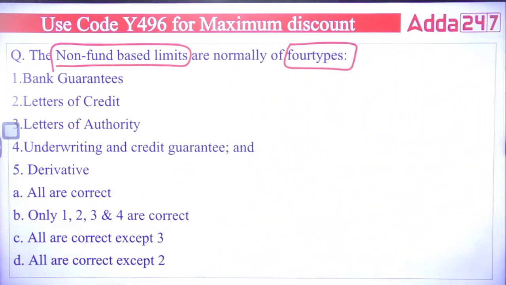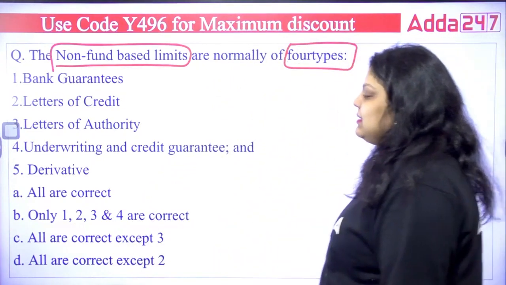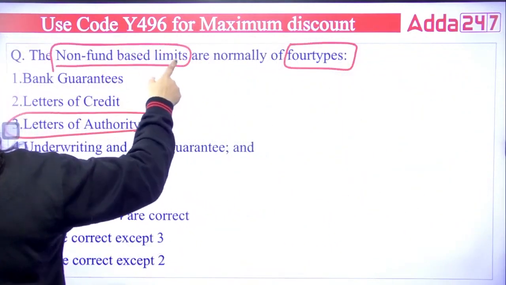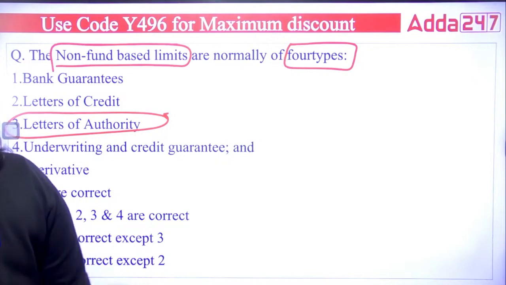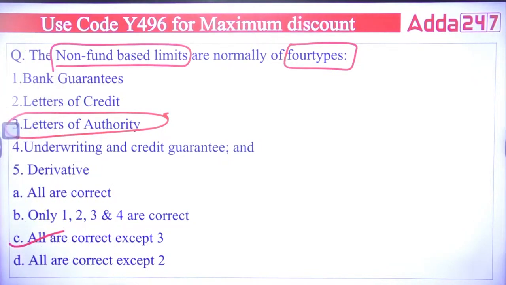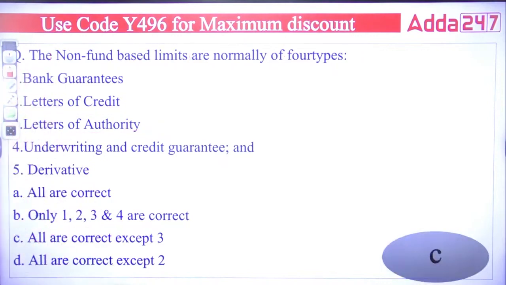So out of these, which of the following is correct? The right answer is that letter of authority is not part of your non-fund based limit. All others are true. So the right answer will be all are correct except 3. The right answer will be your C, that all are correct except 3, that is your letter of authority. So option C is correct here.